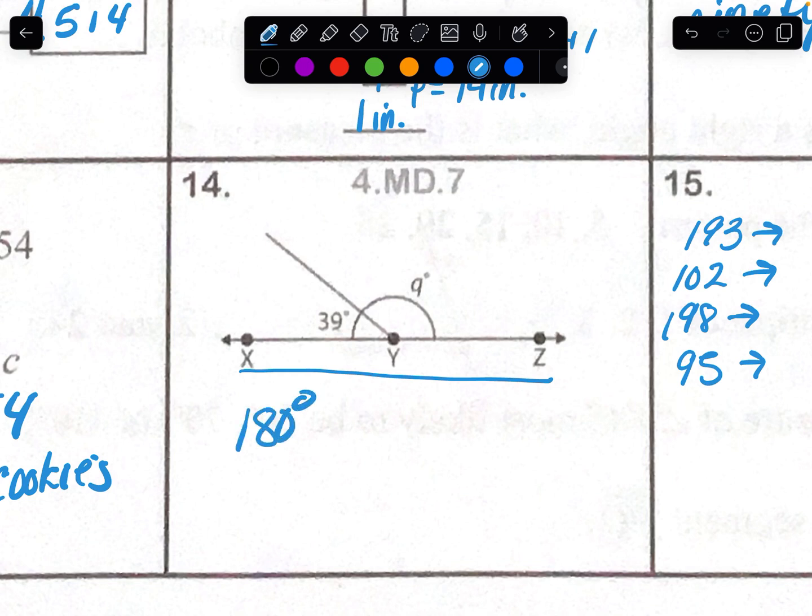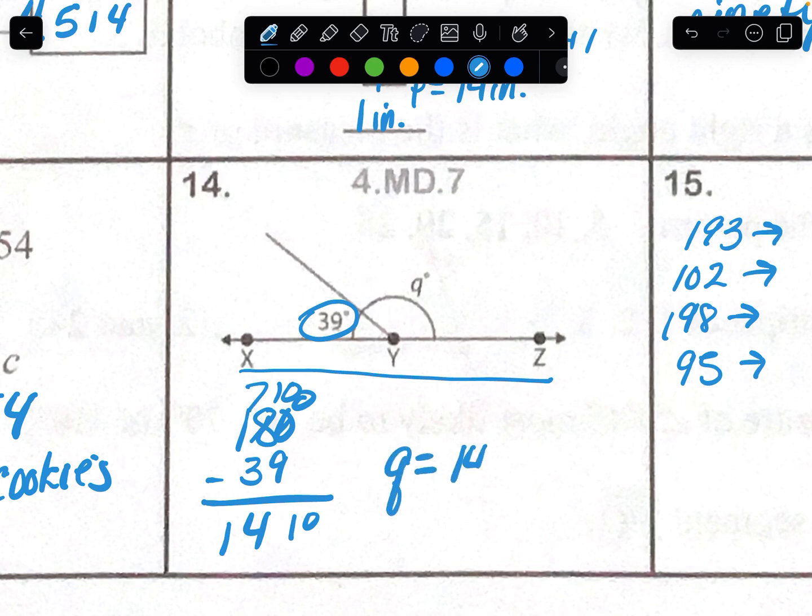All right, number 14, you have angle XYZ is a straight angle. We should know a straight angle is 180 degrees. You are given 39. So if you get rid of that 39, you will be able to figure out how much is left for Q, and Q equals 141 degrees.